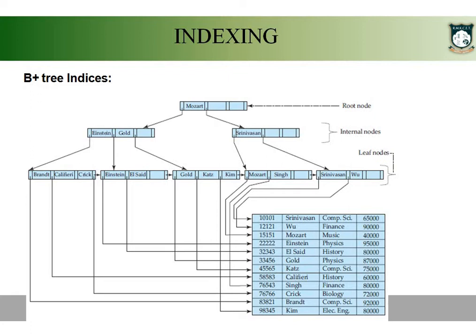Now the same B+ tree data structure, we are going to use it as an index for our table. Assume that we have the same instructor table. Now we are going to create a B+ tree which is going to act as an index for our table, and this B+ tree index is being created based on instructor name.